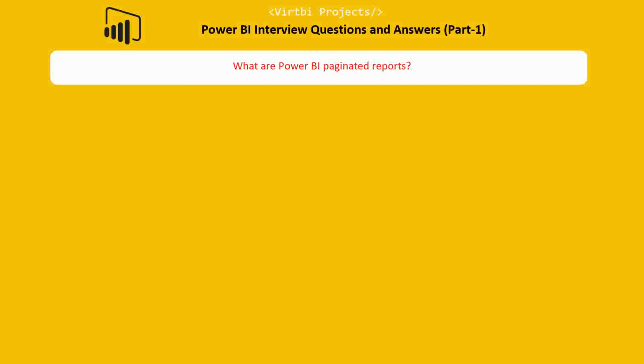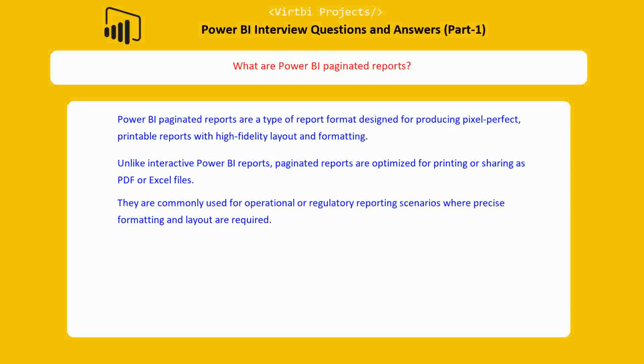What are Power BI paginated reports? Power BI paginated reports are a type of report format designed for producing pixel-perfect, printable reports with high-fidelity layout and formatting. Unlike interactive Power BI reports, paginated reports are optimized for printing or sharing as PDF or Excel files. They are commonly used for operational or regulatory reporting scenarios where precise formatting and layout are required.